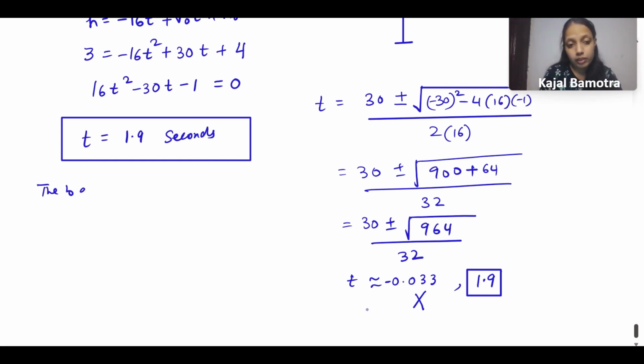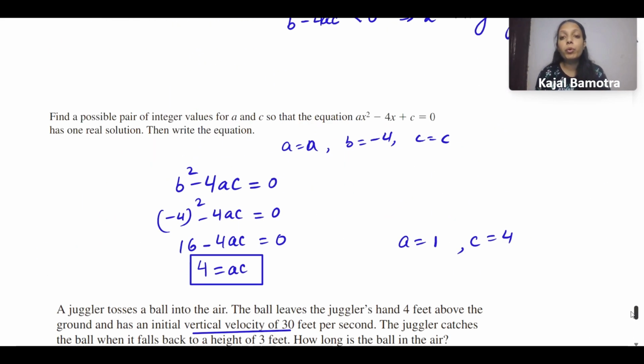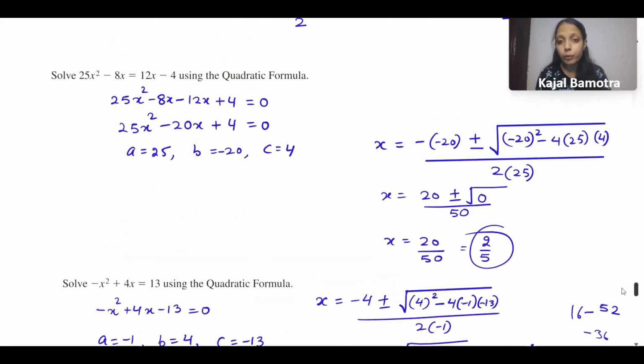You can write here: the ball is in the air for about 1.9 seconds, because it's an approximate answer, right? So this was 3.4. I hope you understand.